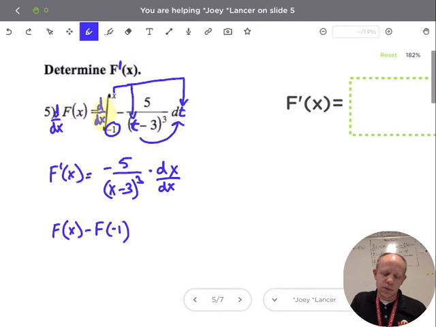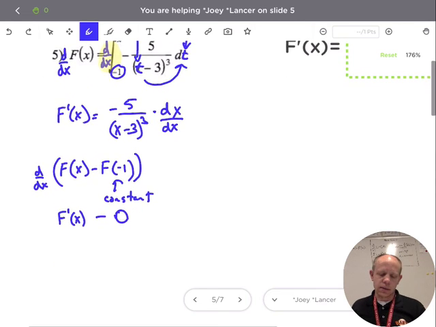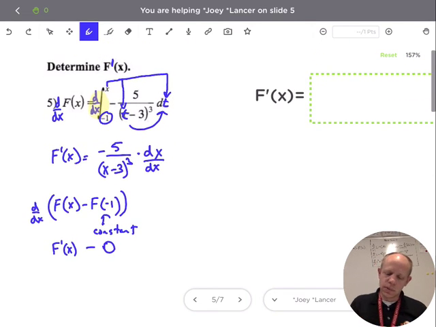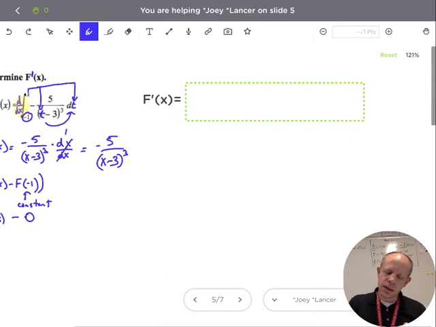Now, if you were going to take the derivative of this, notice that this is just a constant. And so when you take the derivative, it's basically gone, and you just need to take the derivative of this right here. All right, and so this one, the derivative of x with respect to x is just 1. And so we get -5 over (x minus 3) to the third power. So you can type that in just like that.